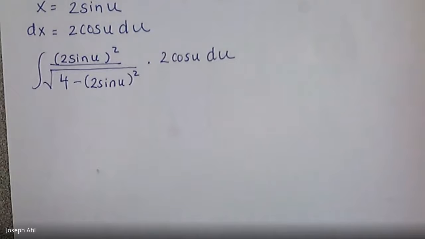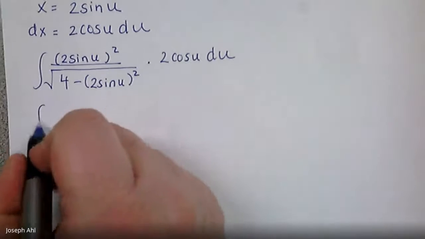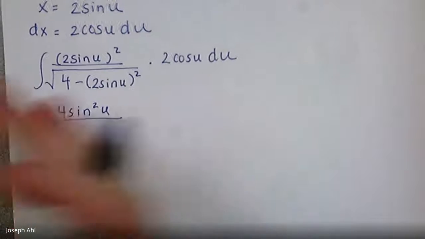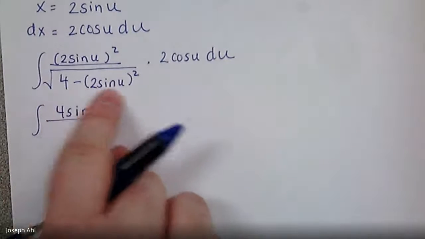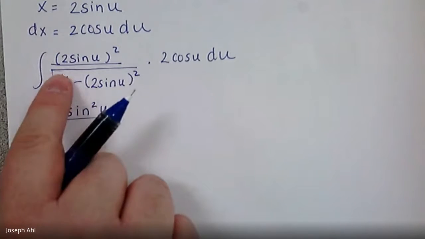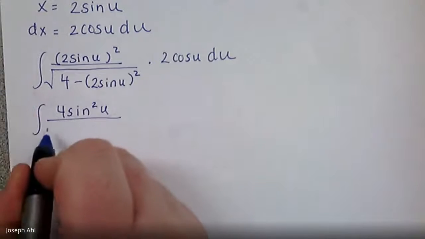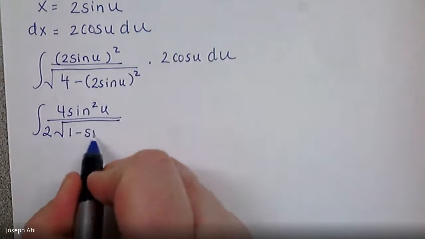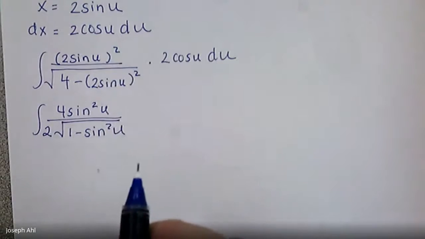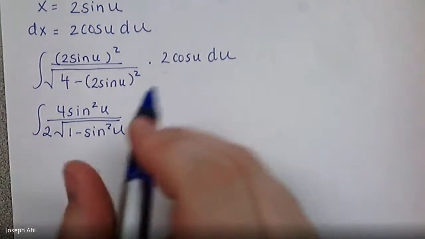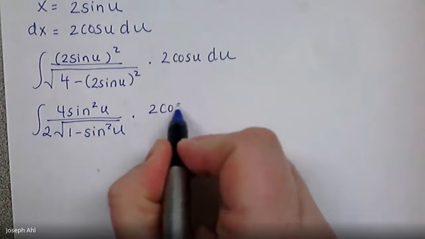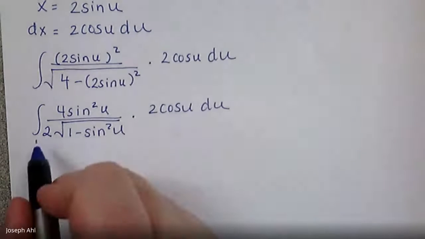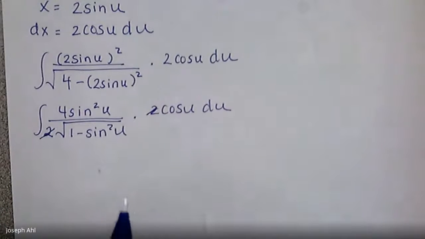Okay, here we go. So the top is really 4 sine squared at this point. Underneath, this is going to be 4 minus 4 sine squared. So if you factor out a 4, that's going to come out here as a 2. What's underneath the radical? 1 minus sine squared. Okay, so we're building from there. We got that 2 cos u du over here. So these 2's are going to cancel.